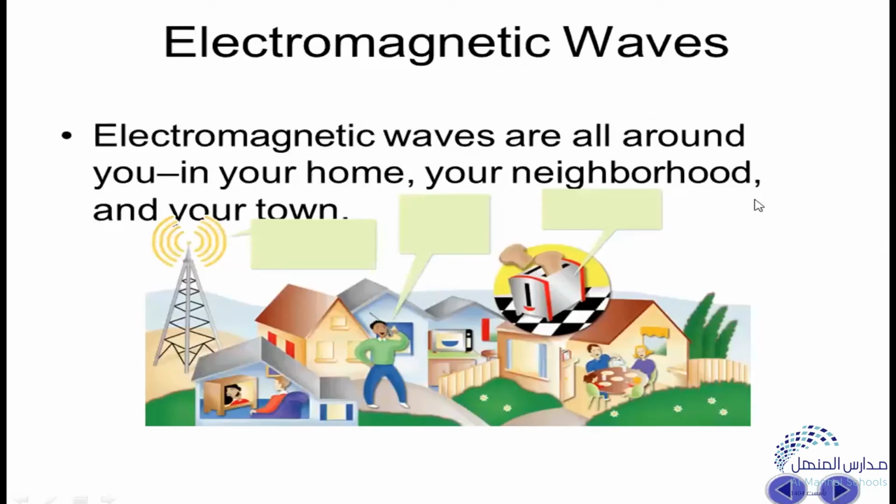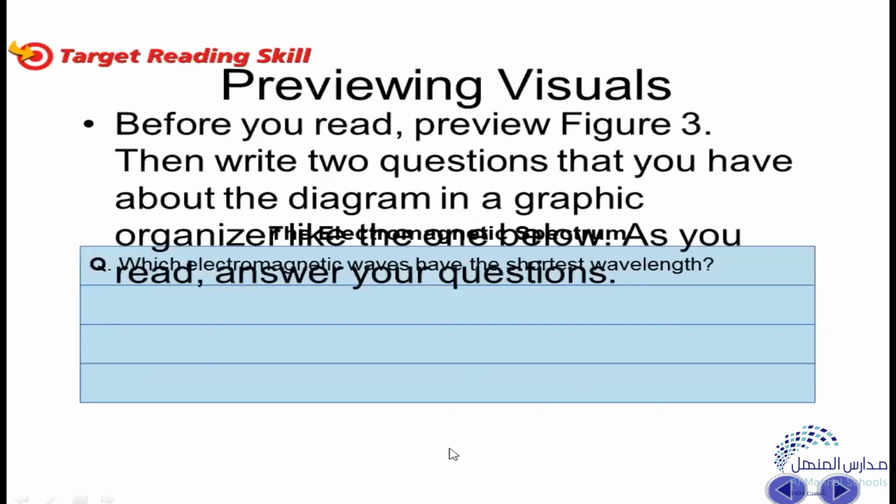Now, electromagnetic waves are all around you, in your home, your neighborhood, and in your town. We can see this is the antenna of the Wi-Fi. This is the microwave, someone using his cell phone, and even eating, and hospitals and factories all contain types of electromagnetic waves. Reviewing the visual.